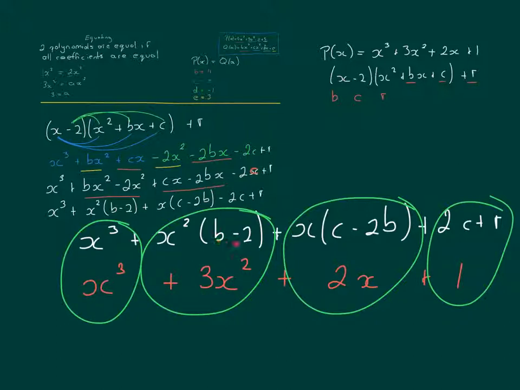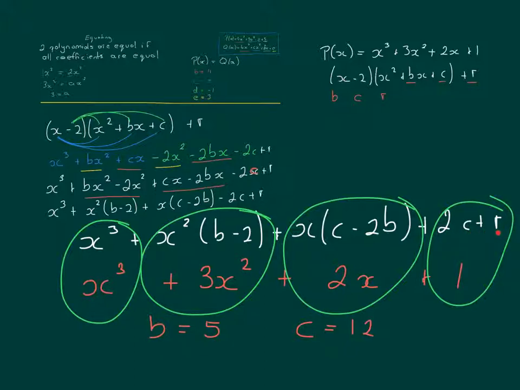Over here, I have b minus 2, and because it's the coefficient of x squared, I can say that b minus 2 is the same as 3. So you can tell me what number minus 2 has to equal 3, and you can clearly see that b should equal 5. Alright, now moving on, we can see that c take away 2b has to equal 2. We already know that b equals 5, so 2 times 5 is 10. A number take away 10 has to equal 2, so therefore c must equal 12.